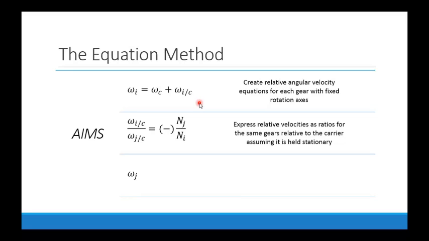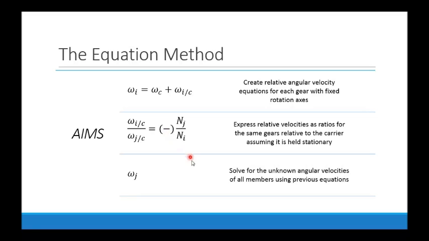Secondly, we express the angular velocities in terms of the relative velocity with the carrier. We can treat the carrier as if it is held steady and then develop velocity ratios for each of the relative velocities. This is a large part of the solution for this method. The velocity ratio equation relates the number of teeth between two gears and is constant. This negative sign comes in if the direction of the two gears is opposite.